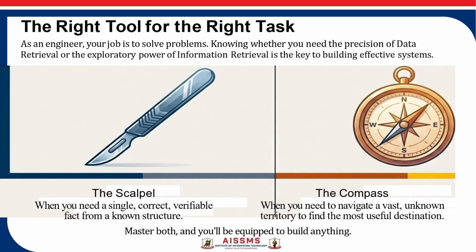As an engineer, your job is to solve problems by choosing the right tool for the task. Data retrieval is your scalpel. Use it when you need a single, correct, verifiable fact from a known structure. Information retrieval is your compass. Use it when you need to navigate vast, unknown territory to find the most useful destination. Master both, and you will be equipped to build anything.